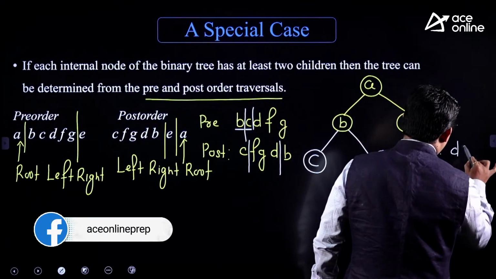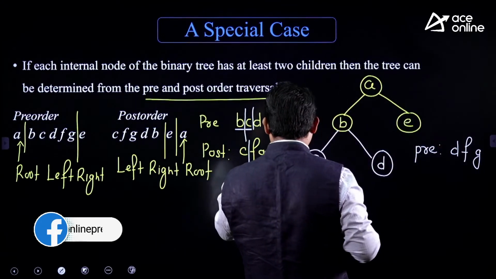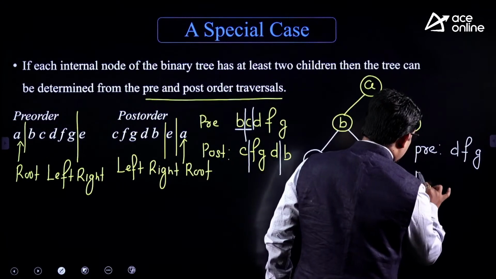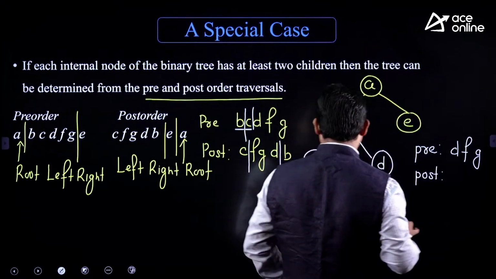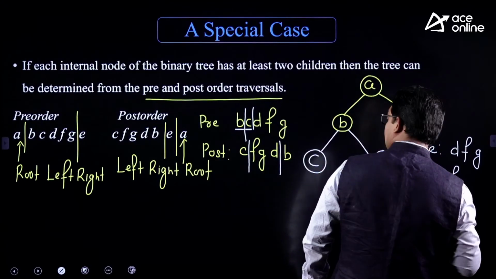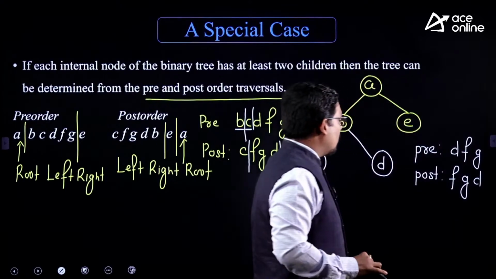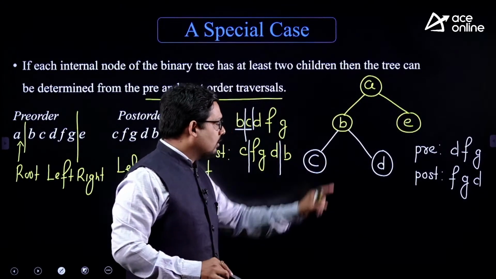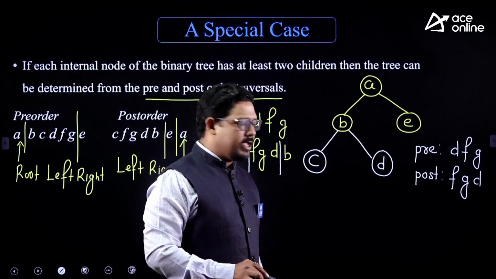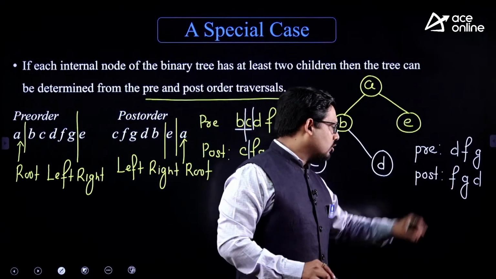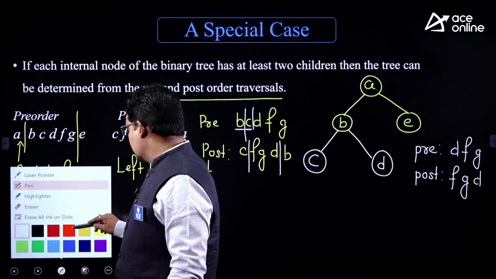So D, F, G is the pre-order, and F, G, D is the post-order traversal in this case. What are they suggesting? Who is the root? In pre-order, the first one is the root, so D is the root. Yes, I have drawn D as the root in this case. Post-order is also suggesting that D is the root. Yes, I have drawn that also in this case.